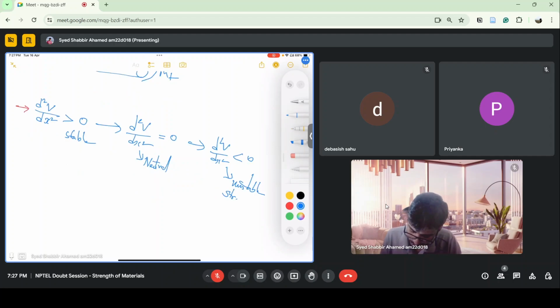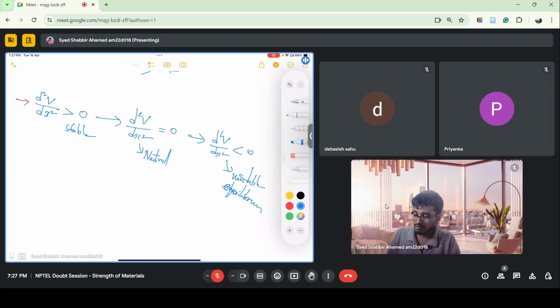So unstable equilibrium. We want the structure which we are designing to be stable, and it should not be unstable. Maybe it's neutral or stable equilibrium, but not unstable.